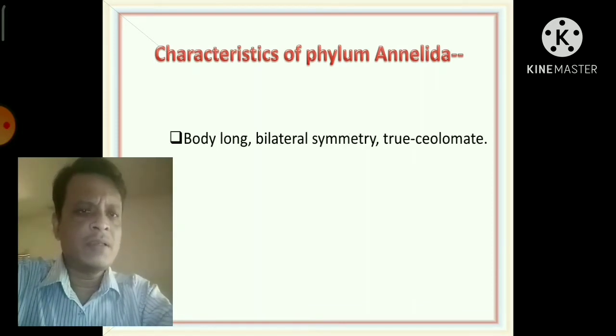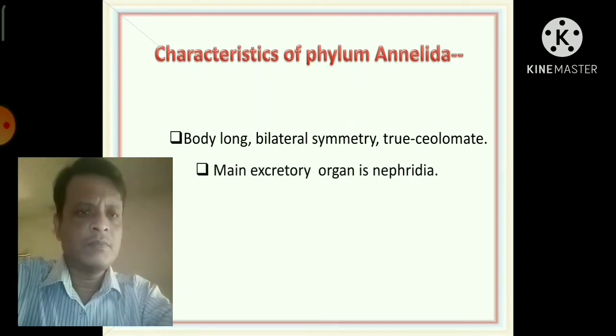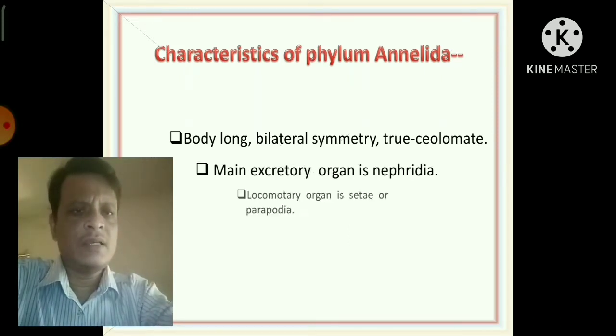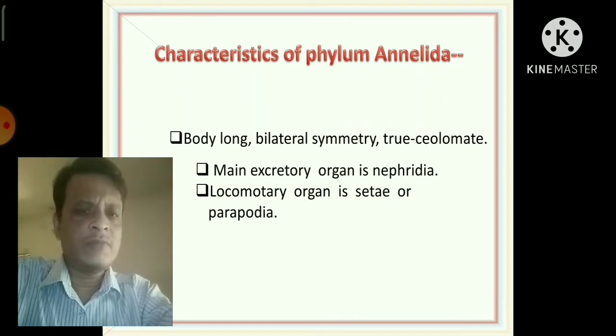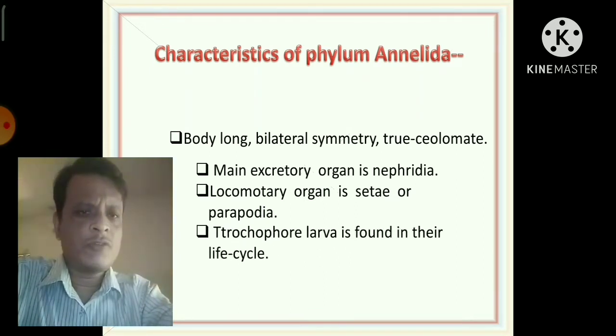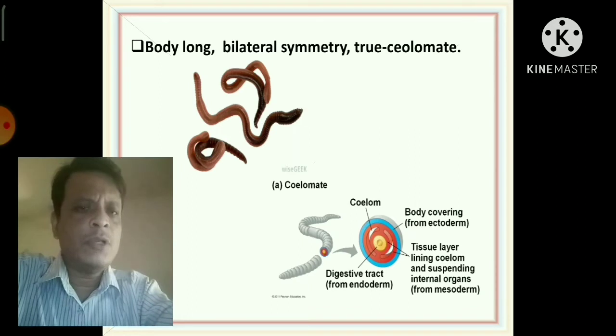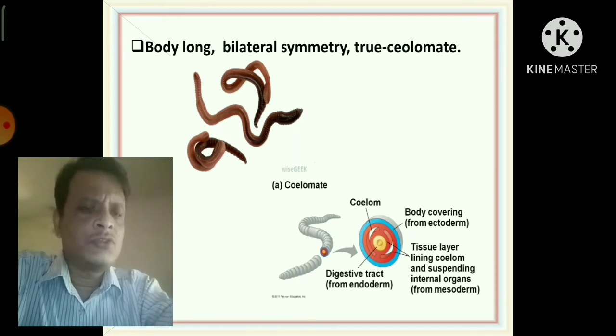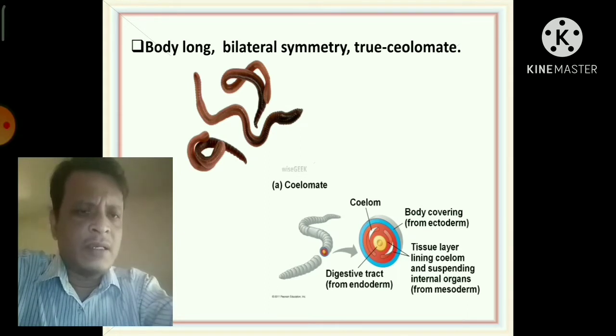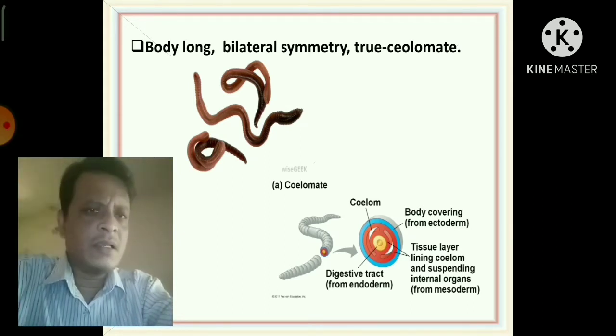The body is long, bilaterally symmetrical and true coelomate. The main excretory organ is nephridia. The locomotory organ is chaeta or parapodia. Trochophore larva is found in their life cycle. If you look at the figure here, the body is long, bilaterally symmetrical and true coelomate.